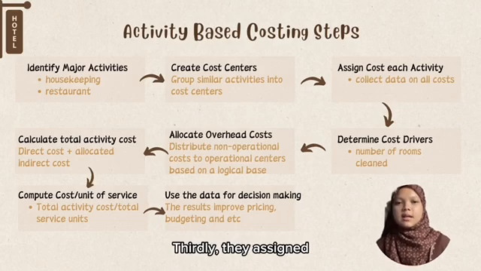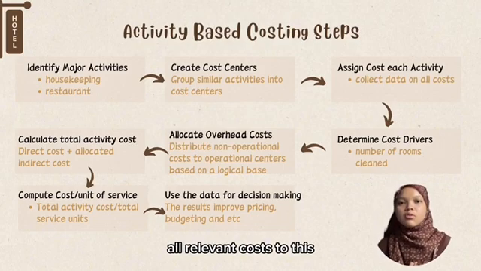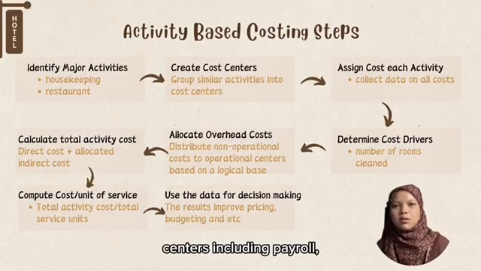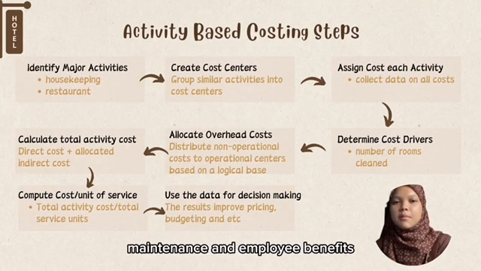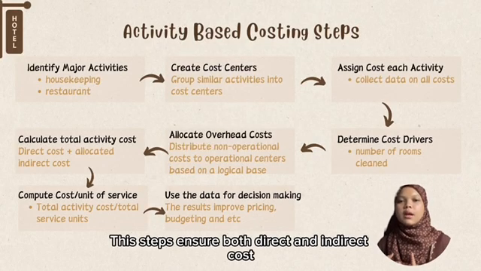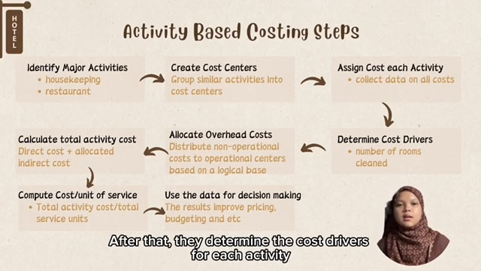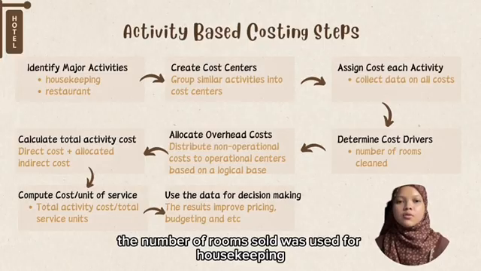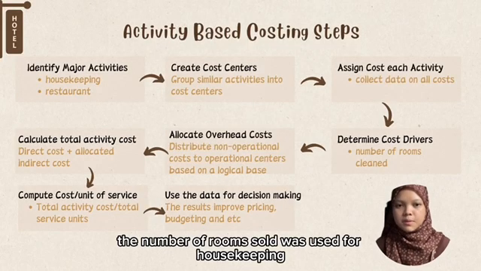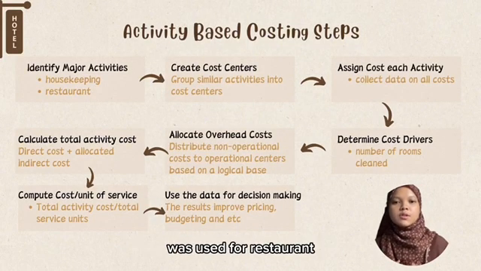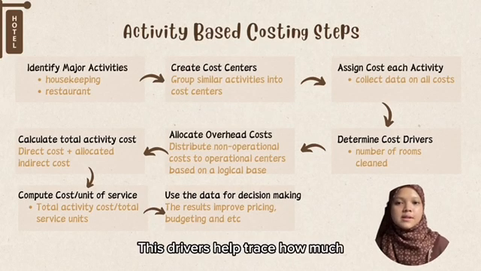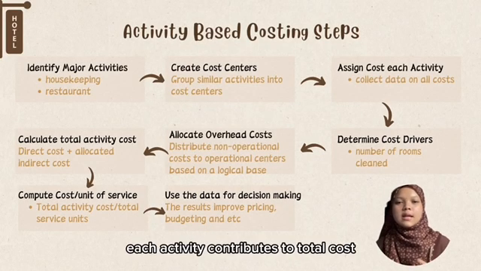Thirdly, they assigned all relevant costs to these centers, including payroll, raw materials, utilities, maintenance, and employee benefits. These steps ensured both direct and indirect costs were captured accurately. After that, they determined the cost drivers for each activity. For example, the number of rooms sold was used for housekeeping and the number of meals served was used for restaurant. These drivers help trace how much each activity contributes to total cost.